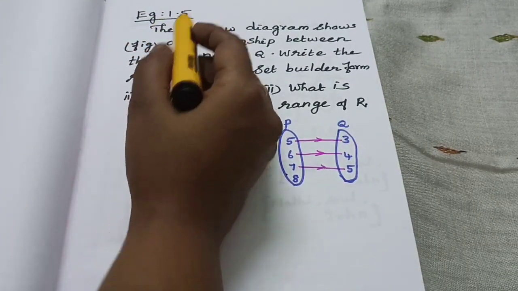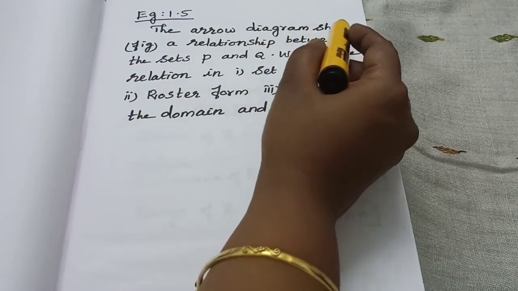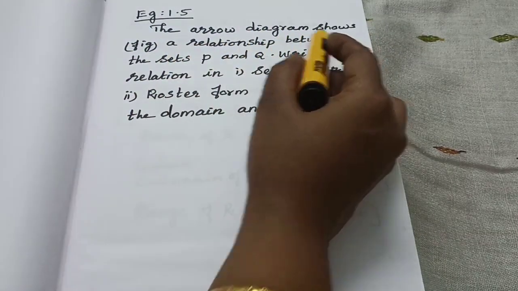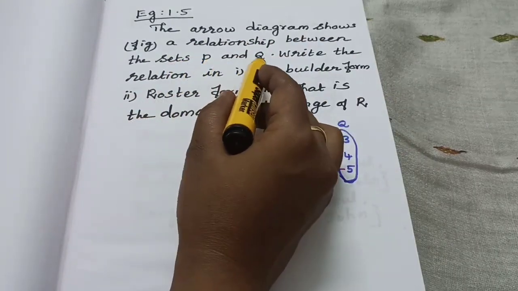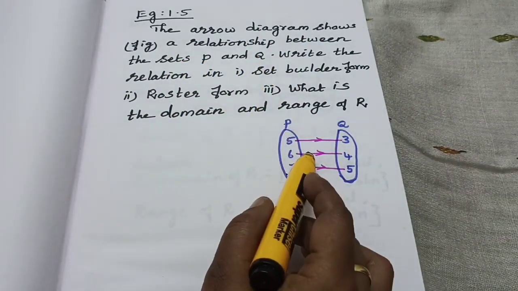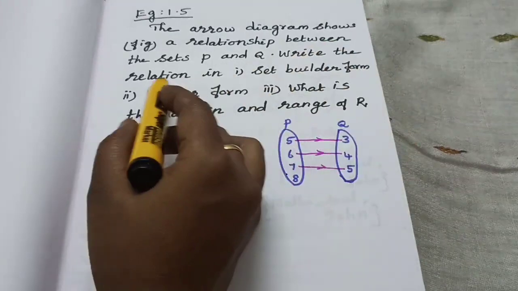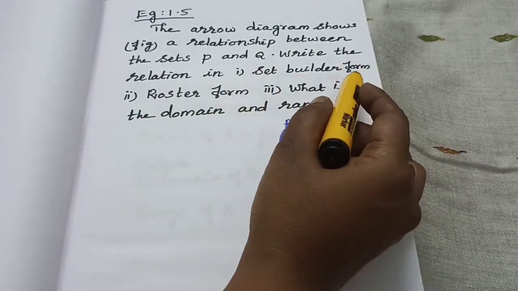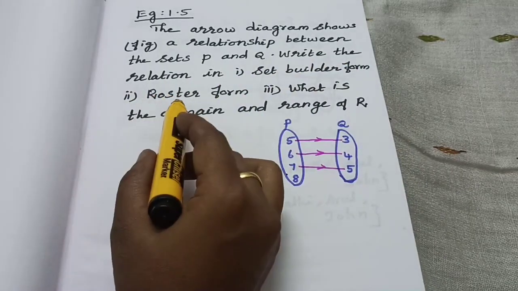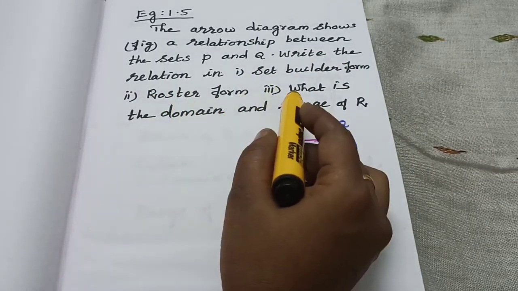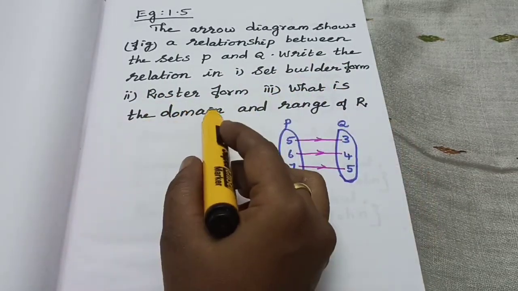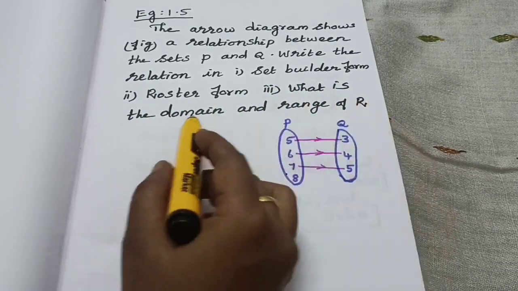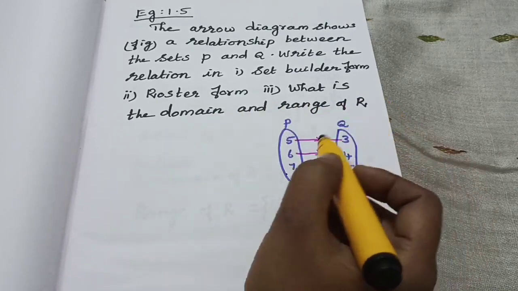Example 1.5. The arrow diagram shows the figure. A relationship between the sets P and Q is given. Then write the relation in, first question, set builder form. Second subdivision is roster form. Third one, what is the domain and range of R?